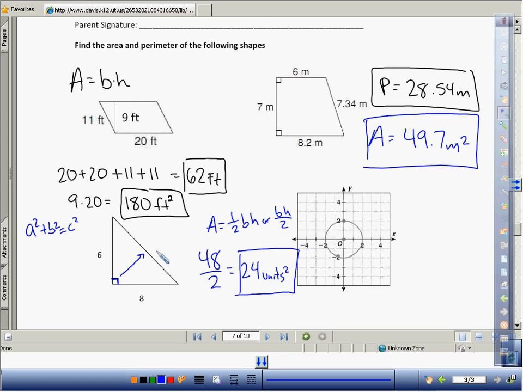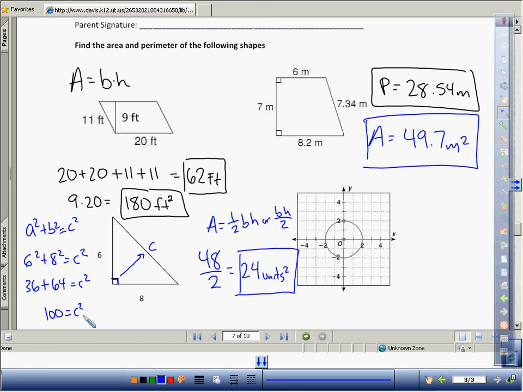So the slanty side, the hypotenuse, the side across from the little square here, is always C. So let's just plug in 6 and 8 in here. We've got 6 squared plus 8 squared equals C squared. 6 squared is 36. 8 squared is 64. And then we just add together our 36 plus our 64, and that gives us 100. And that gives us C squared.